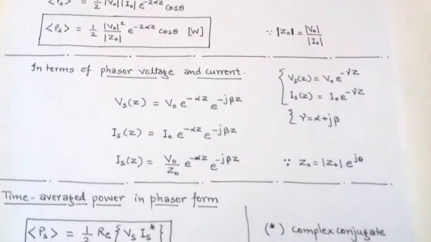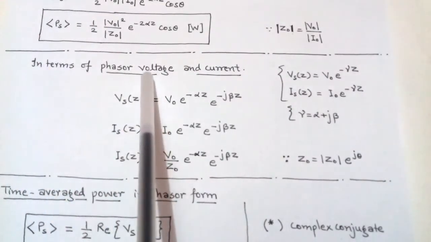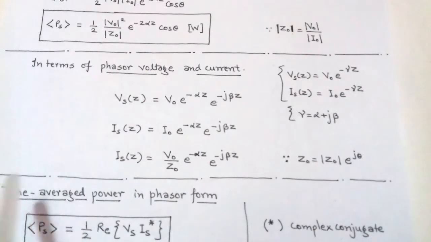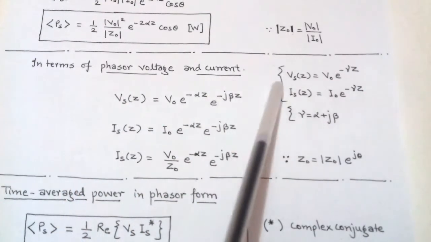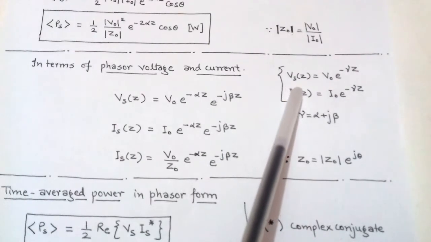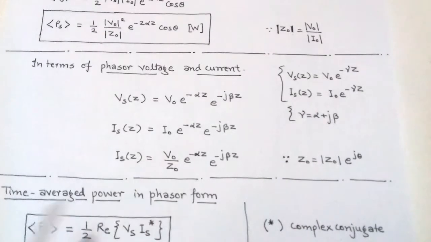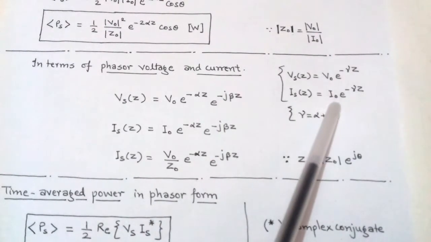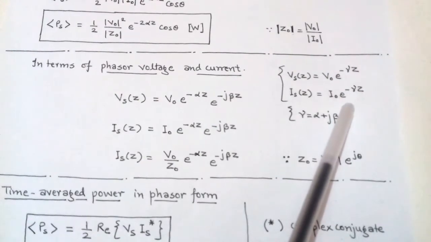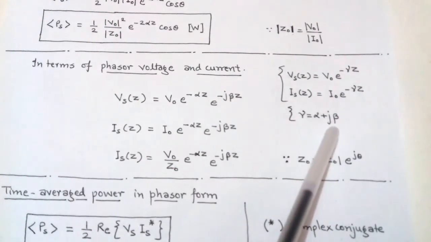Next, we can also determine the transmitted power in terms of phasor voltage and phasor current. So here we consider a phasor voltage and phasor current. The phasor voltage is written as V(z) = V0 e^(-γz), and the phasor current is written as I(z) = I0 e^(-γz). Here γ is the propagation constant, which is equal to α + jβ.